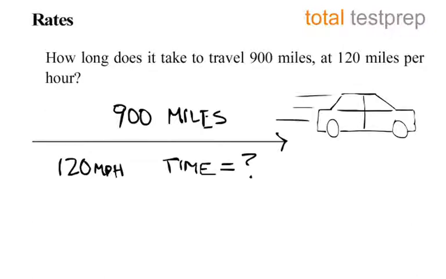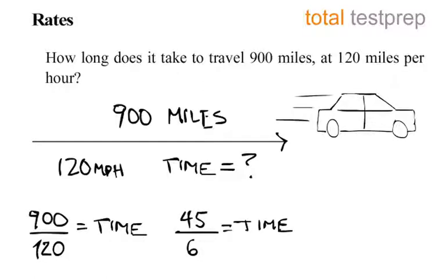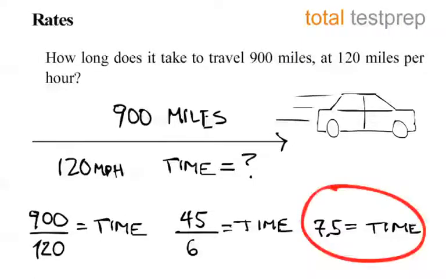It's good to symbolize the time with a variable or to write time equals question mark, just to remind yourself that you're looking for time, the time it took to go on this trip. And then we divide. 900 divided by 120 is equal to 45 over 6 when we factor out 20 from both the top and the bottom. And that's equal to 7.5. So it would have taken 7.5 hours to travel 900 miles at 120 miles per hour. So the answer here is 7.5.